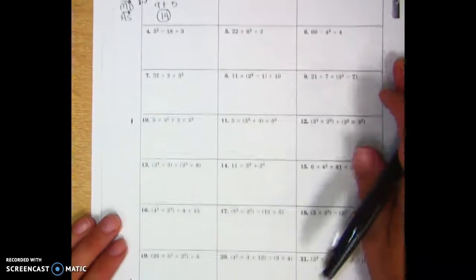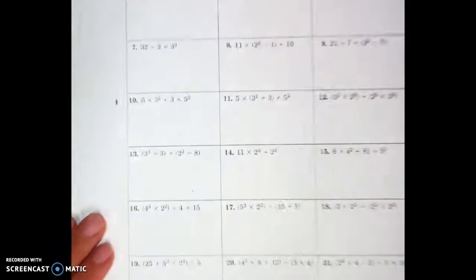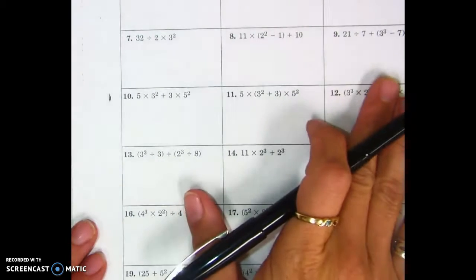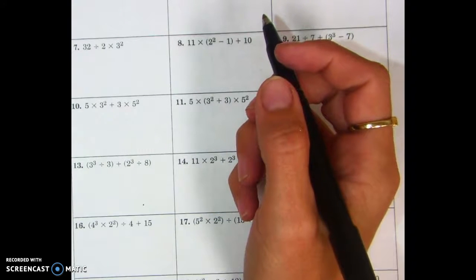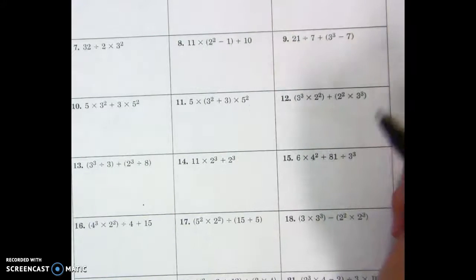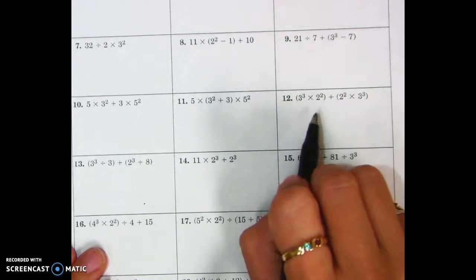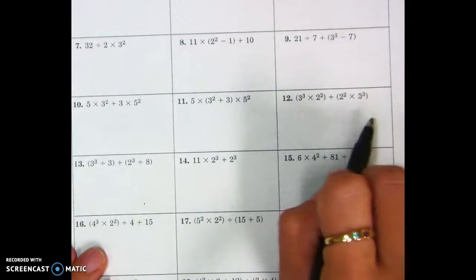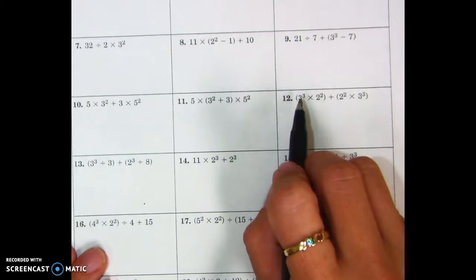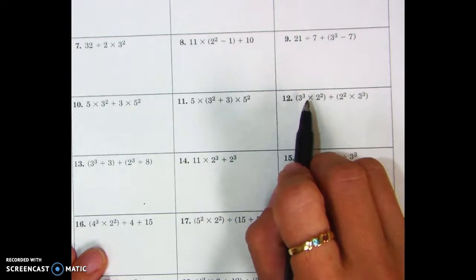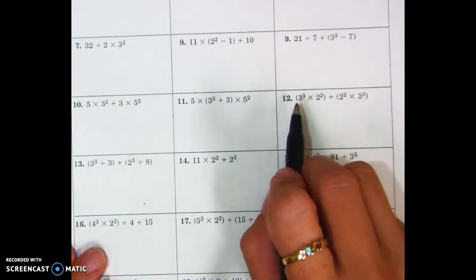So let's skip down here and do another example that has a few more of the exponents. Let's try number 12. Okay, so on number 12, we're going to do parentheses first. So we're going to do this set of parentheses, and we're going to do this set of parentheses. Within the parentheses, I have exponents and I have multiplication. So I'm going to do the exponents first.